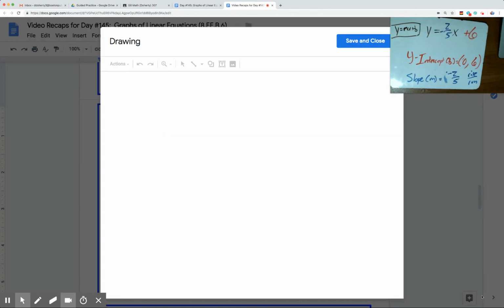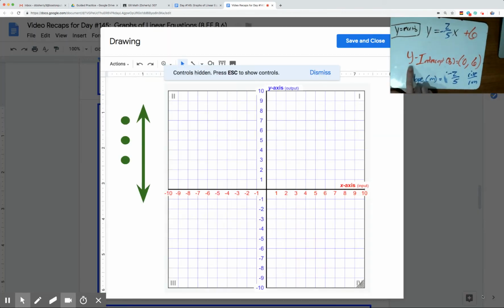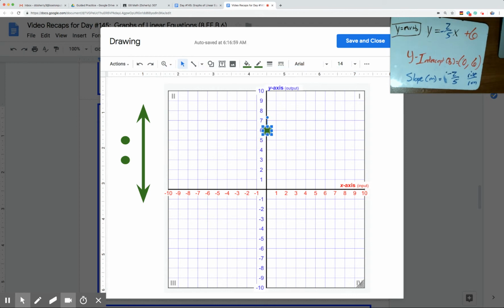As we edit this here, the first point we want to plot is our y-intercept, 0 and 6. I always want to start with my y-intercept if I know that. It's the easiest point to create a point for on the graph. And then we're going to go ahead and use our slope of negative 2/5. Y is going to lose 2 units each time x gains 5 units. Alternatively, y would gain 2 units each time x loses 5 units.